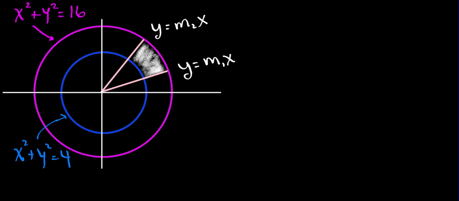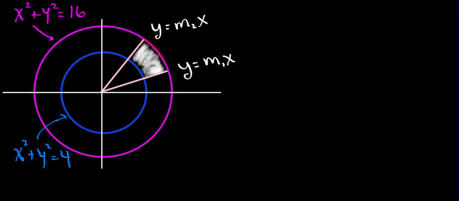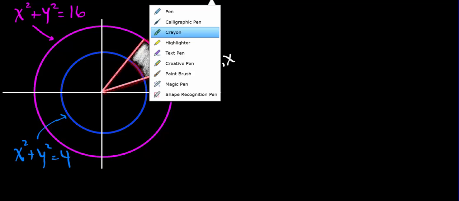Now let's look at how we would use integration with polar to find the area of this little region right here. The region is bounded by the outside circle, x squared plus y squared equals 16, the inside circle, x squared plus y squared equals 4, and these two lines, y equals m1x and y equals m2x. We want to figure out how we're going to find that area using polar integration.